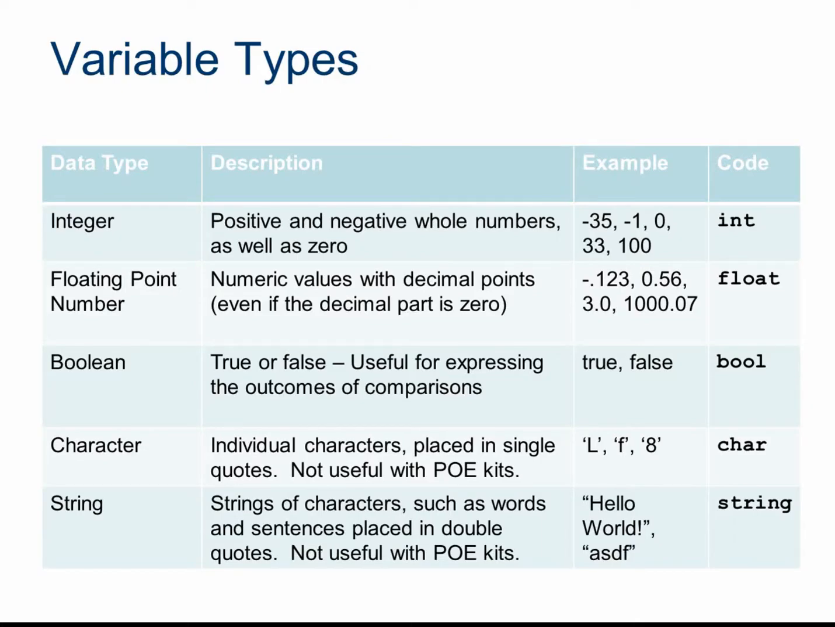Alright, so there's a bunch of different types of variables. In this class, we're only really going to be using three of them, and those are integer, floating point number, and Boolean. The shorthand for those, what you're going to actually type in the code, is int for integer, float for floating point, and bool for Boolean. An integer is just any whole number, a floating point is any number that involves decimal places, and a Boolean is just a true or false. Characters and strings exist in RobotC, and you could use them, but they're not particularly useful for what we're doing. You should be familiar with what they are, but you're not going to need to use them in this class.